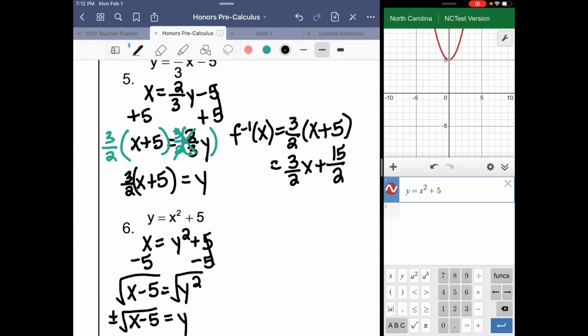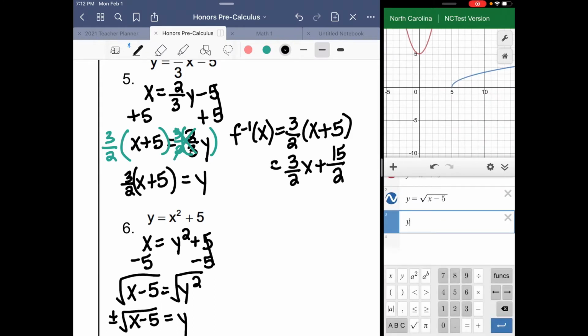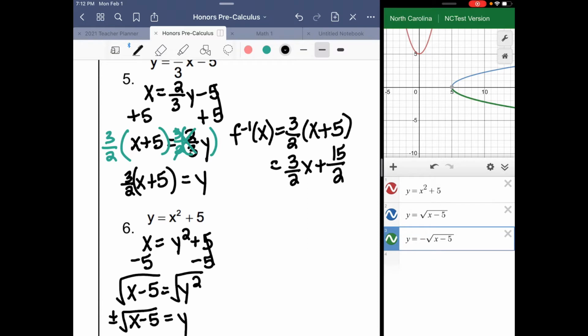And then I have plus 5. All right, so I have y squared plus 5. If I do y equals, and let's say I didn't do the plus and the minus, let's just say I did the positive, so x minus 5, you're only going to see part of that graph because you're not looking at both pieces. So we're going to have to do that minus and then the square root of x minus 5.